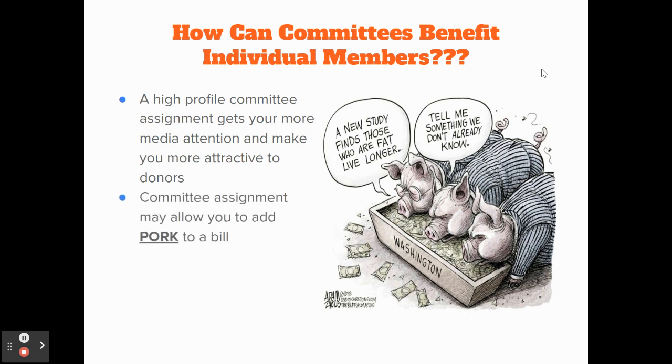The other thing it allows you to do as a member of Congress is your committee assignment might allow you to add what's called pork to a bill.